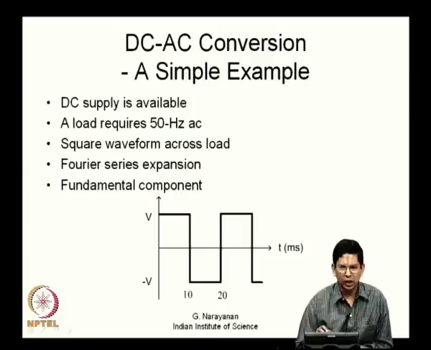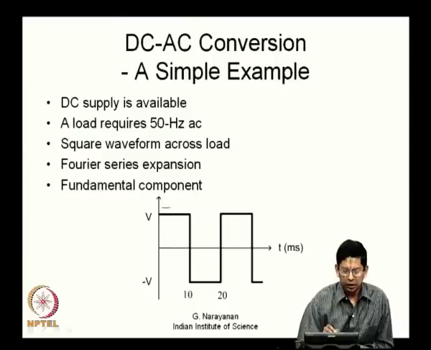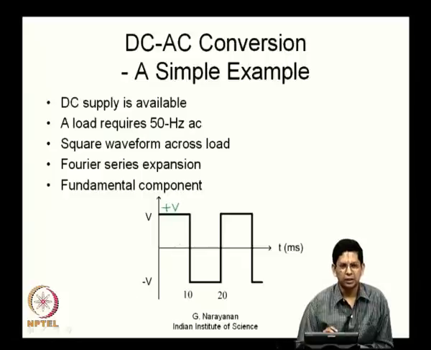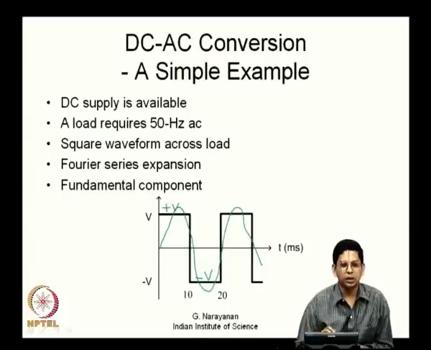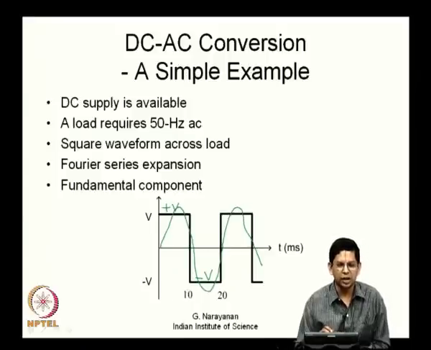Now, let us look at the simplest possibility. What you can do is apply the DC voltage V directly across the load for some time, say 10 milliseconds, and apply minus V across the load for another 10 milliseconds and go on repeating this cycle. This is a 20 millisecond or 50 hertz cycle. You can expand this as a Fourier series and you will find that it has a fundamental component like this. There are other harmonics which can be either filtered or ignored.